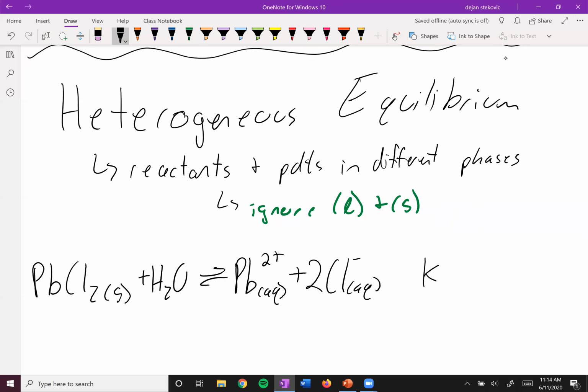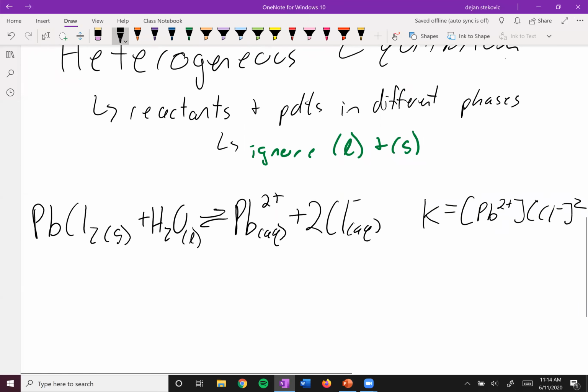And so if we write the K here, again, we're going to ignore the liquids and the solids. So the lead chloride is a solid, the water is a liquid, so we're going to ignore that. So this will just be Pb2 plus times the concentration of chloride squared because of the coefficient.